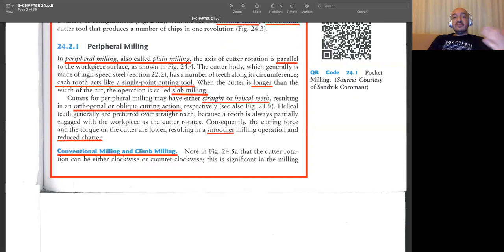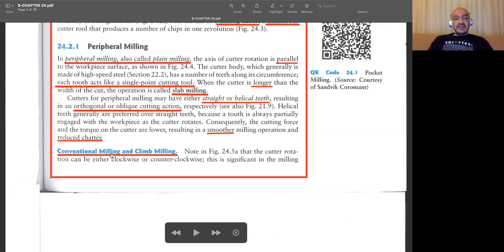Actually, we will not have impact forces on the workpiece, but we will always be in contact with the workpiece, and machining will be much more smooth, and we are not going to have too much vibration or chatter. So that's why for better quality surfaces, for lower surface roughness values, we prefer to use helical teeth instead of straight teeth.